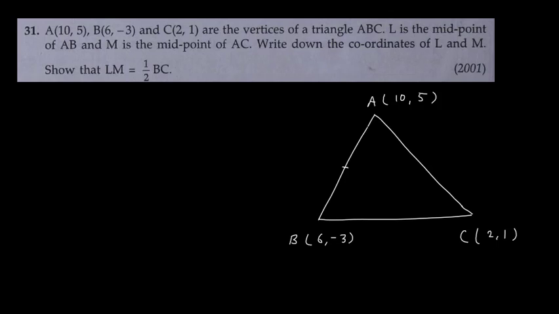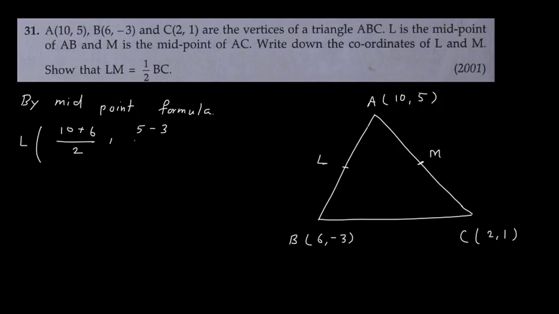L is the midpoint of AB and M is the midpoint of AC. There is a point M. So L is midpoint of AB and M is midpoint of AC. Write down the coordinates of L and M. We have to write the coordinates of this L and M. So by midpoint formula we can easily write. So I will say that by midpoint formula you can say that the coordinate L is equal to 10 plus 6 divided by 2, comma 5 minus 3 divided by 2.